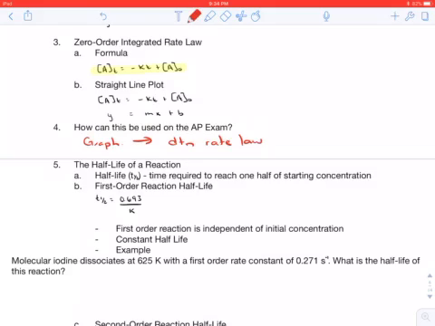And this is actually the lab we're going to do on Wednesday. We're going to graph our data and see which one creates the straight line plot so we know what the order is.